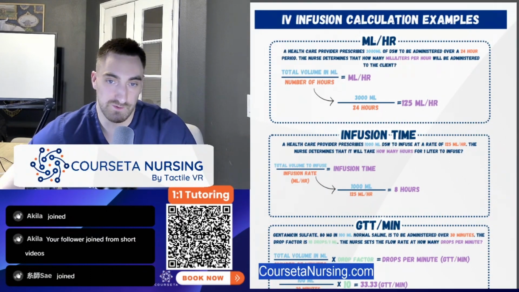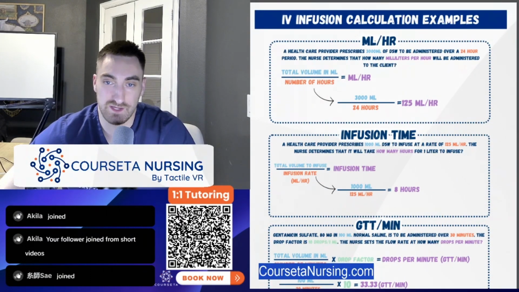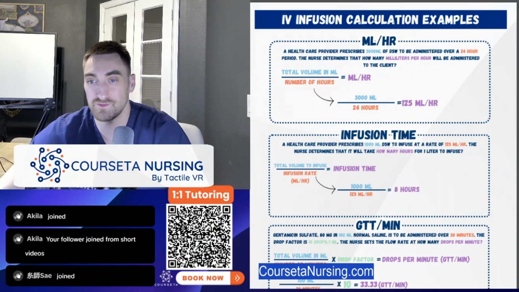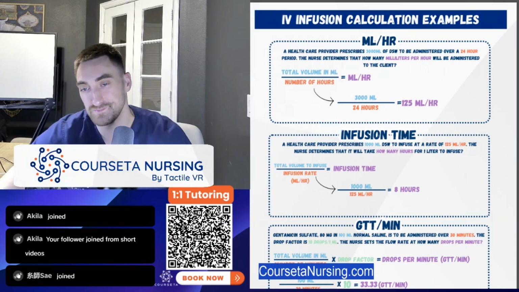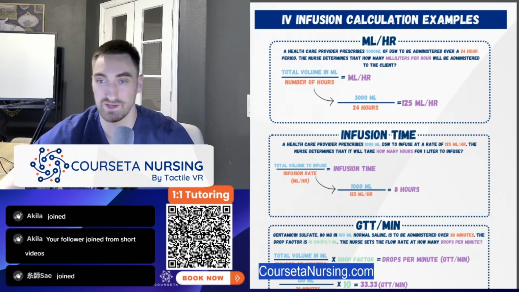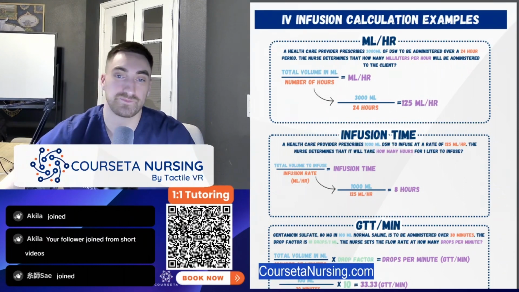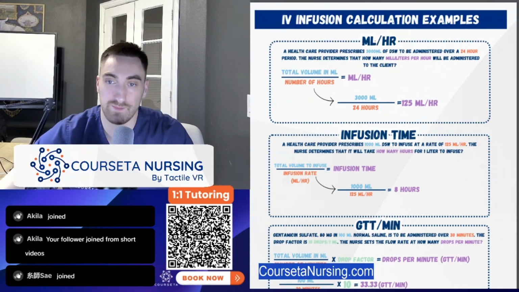So let's do the question. A healthcare provider prescribes 1,000 mLs of D5W to infuse at a rate of 125 mLs per hour. So if some question gives you a rate like that, then you know they're probably about to ask, how much time is it going to take? The nurse determines that it will take how many hours for 1 liter to infuse.